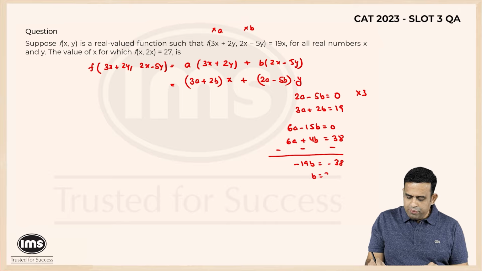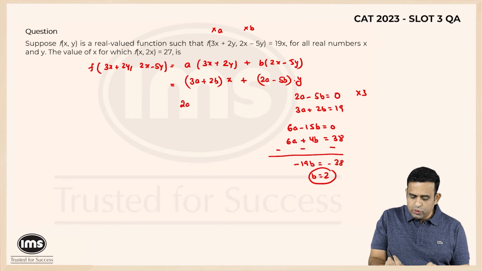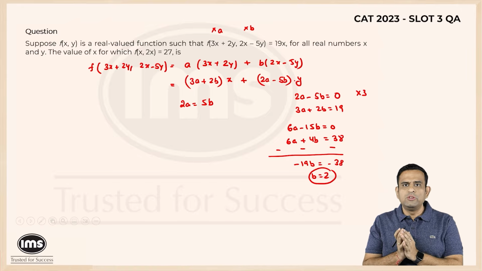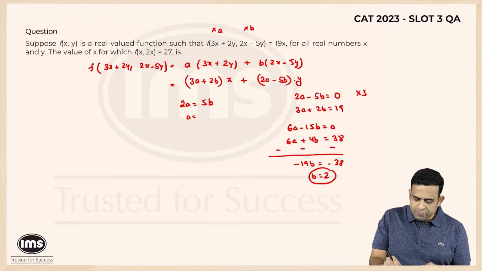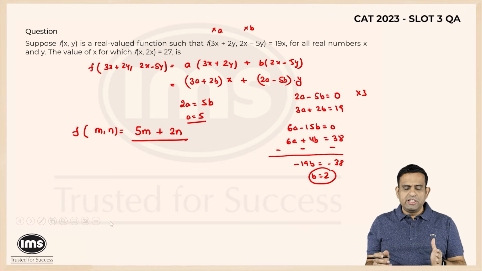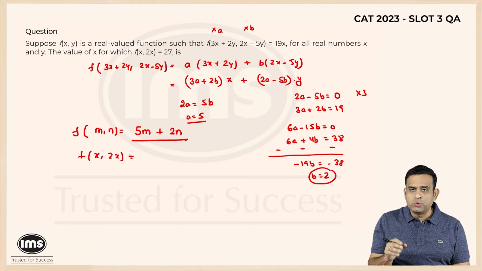And that means the value of b becomes equal to 2. With b equal to 2, the term 2a is equal to 5b, so 2a is equal to 10, giving you a equal to 5. So we can now say that the required function is, if I have something like f of m comma n, it has to be nothing but 5 times m plus 2 times n.